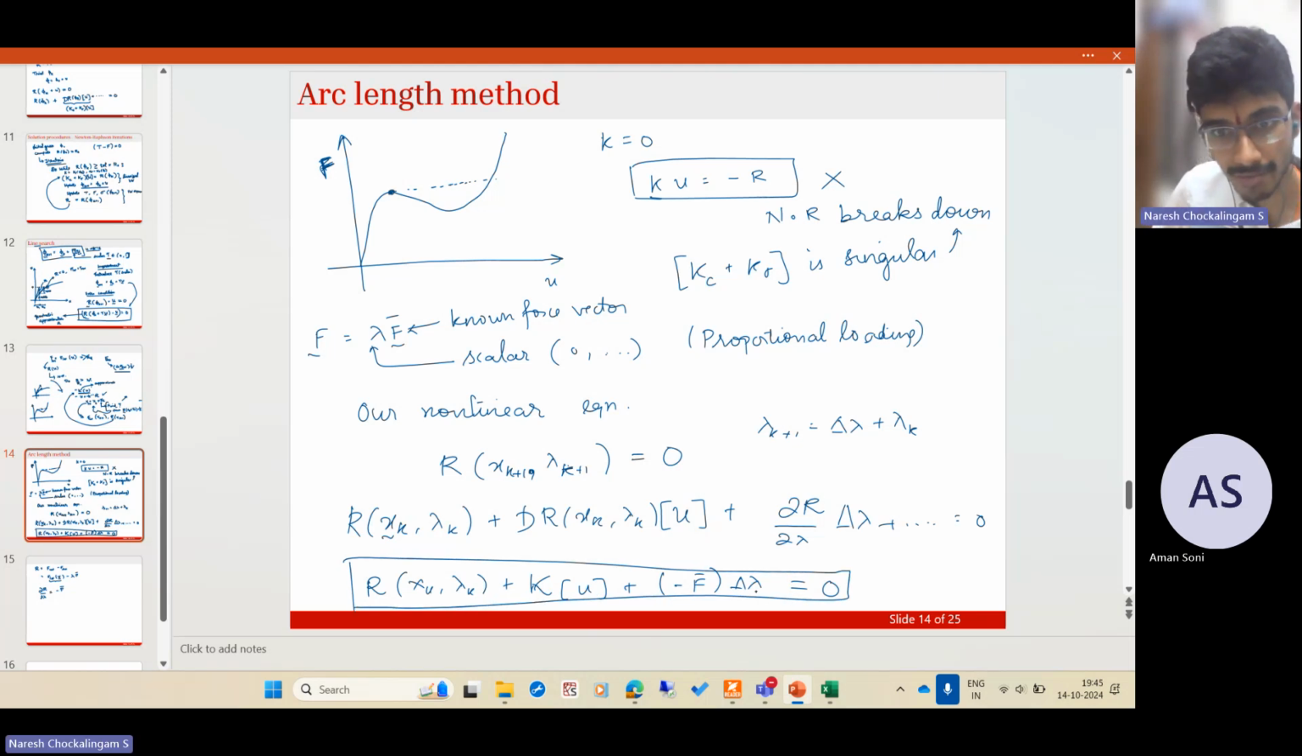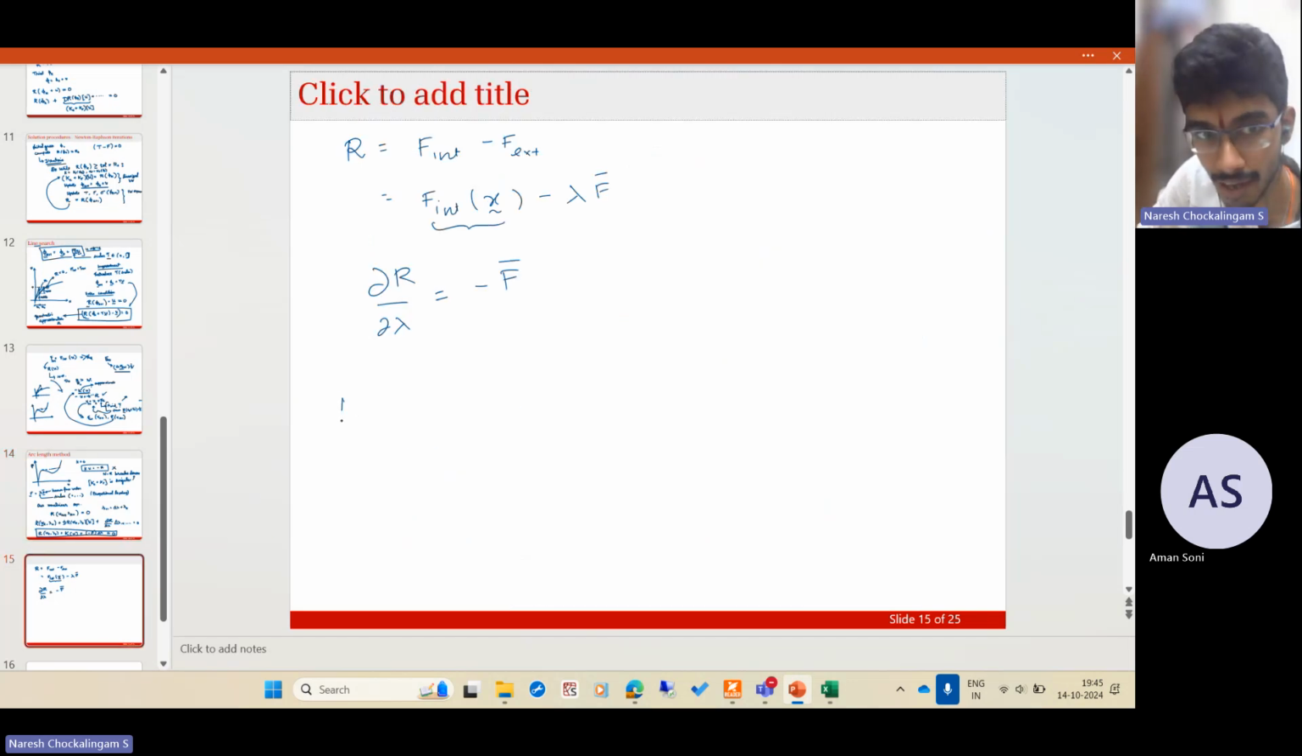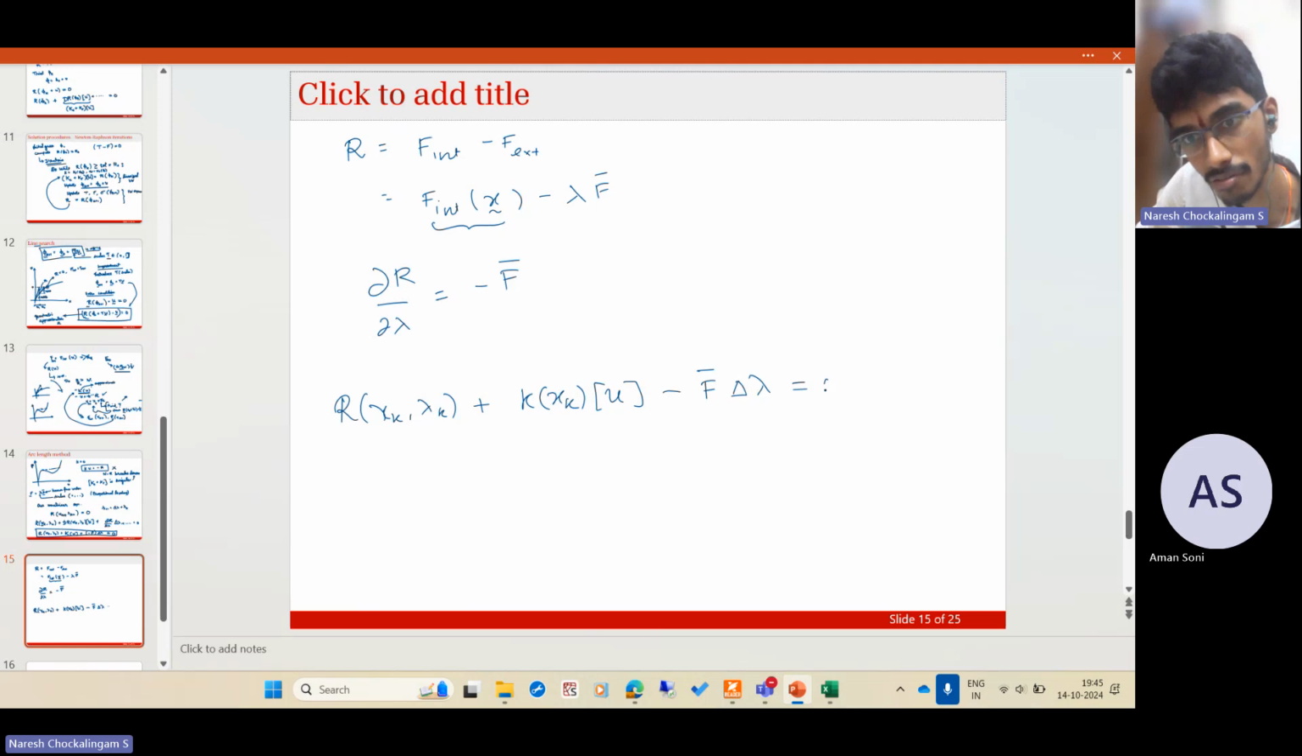So we need to find u as well as lambda. R is known. R depends on the previous step values xk and lambda k. K is known from the previous step value. So the equation that we need to solve for is r of xk comma lambda k plus k, which is obtained from the previous step, times u minus f bar times delta lambda is equal to 0. We have two unknowns and one equation. So yeah, this is a vector equation, with an n cross 1 vector, n cross n matrix. And in addition, you have one unknown variable.